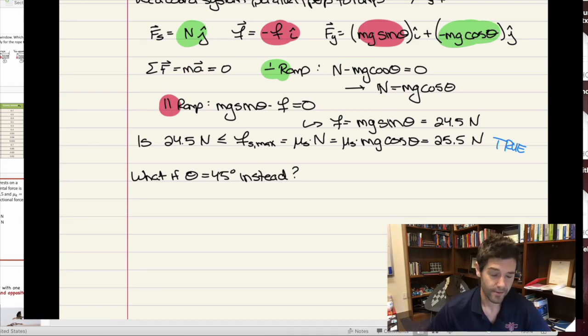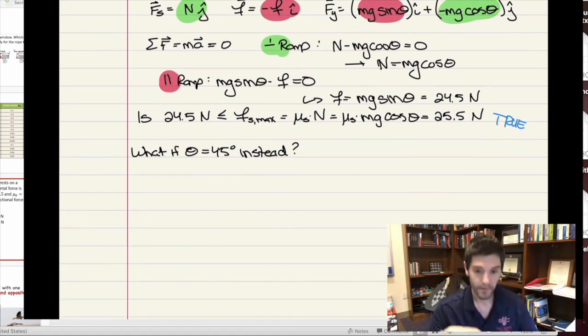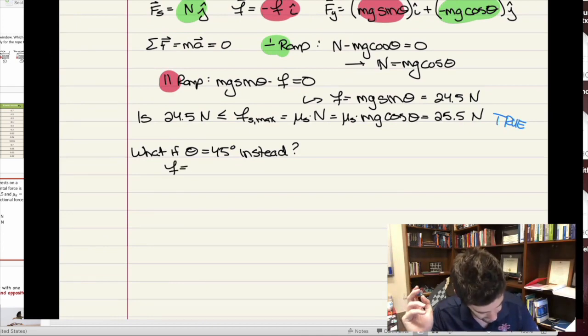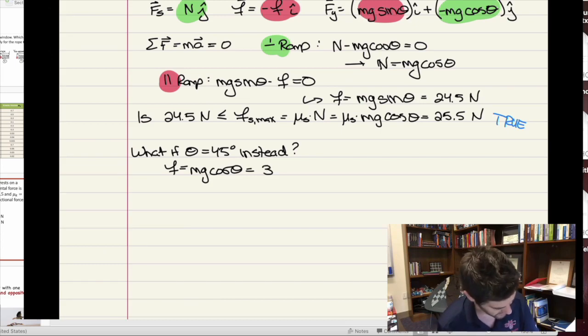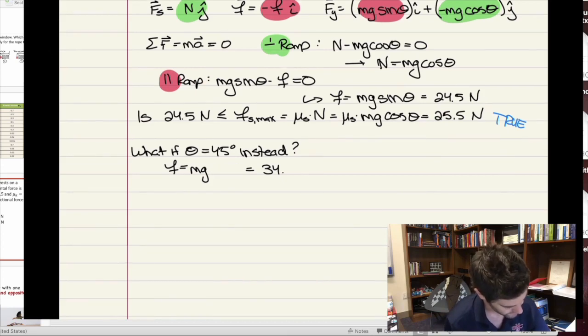What if theta was not 30 degrees but 45 degrees instead? We could redo the entire problem saying, okay, I'm going to assume nothing is going to move. The math obviously stays the same, but now we have a different angle. So in this case, this becomes 34. Sorry, that's supposed to be sine, not cosine. So this becomes 34.6 newtons instead.